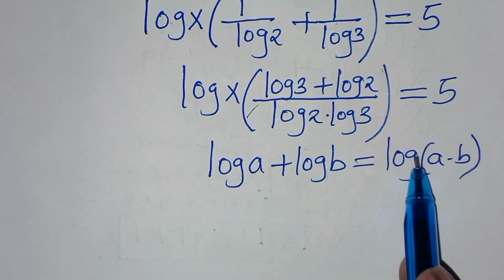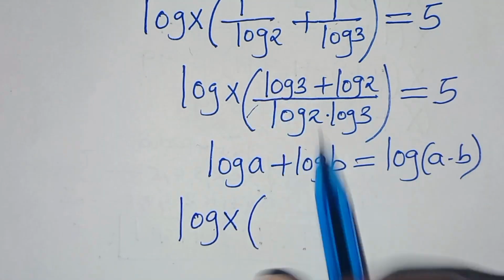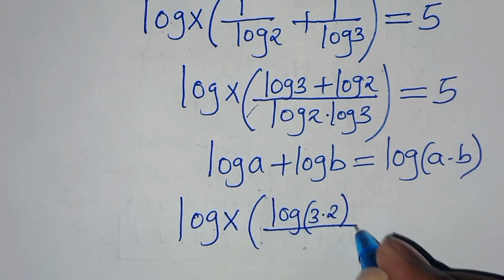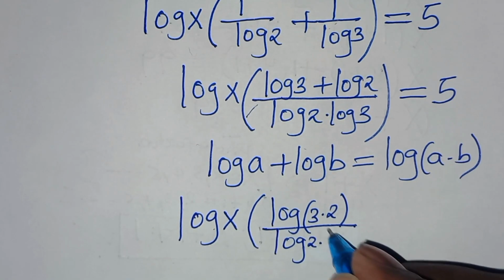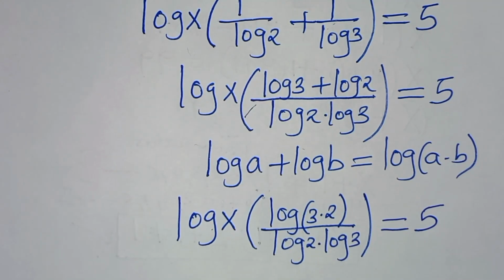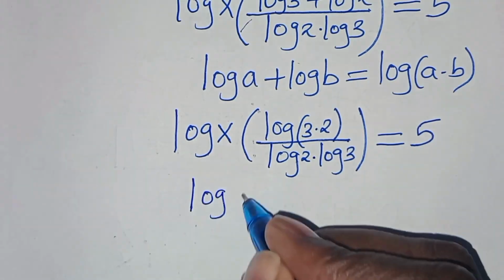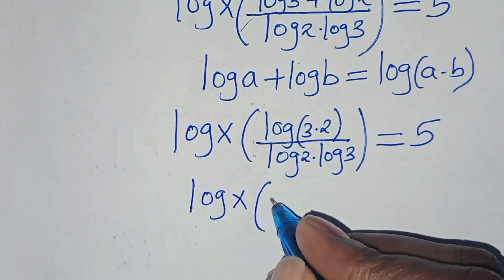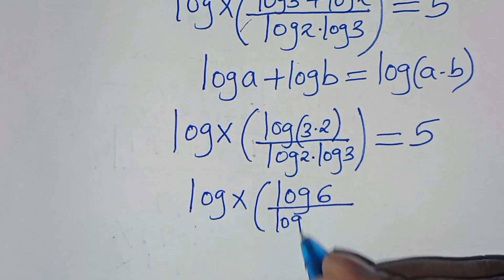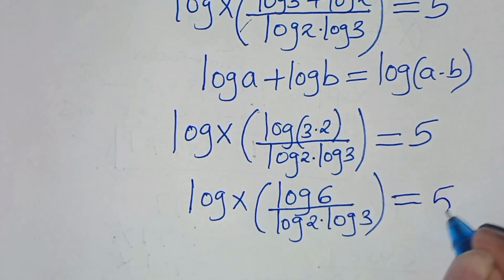So applying this property, then here we'll have log x into the parentheses. This is the same thing as log 3 times 2 divided by log 2 multiplied by log 3. Close the bracket, and this is equal to 5. So this implies that here we have log x into the bracket here. This is the same thing as log 3 times 2, this is 6, divided by log 2 times log 3. Close the bracket here, this is equal to 5.